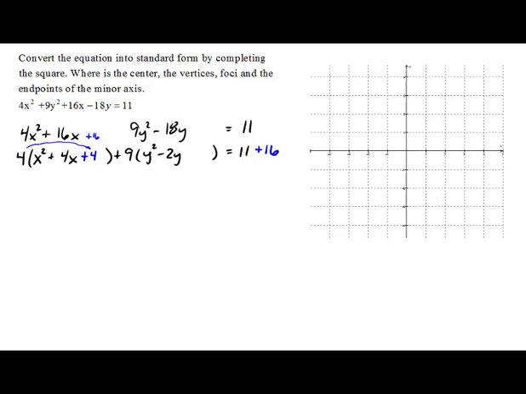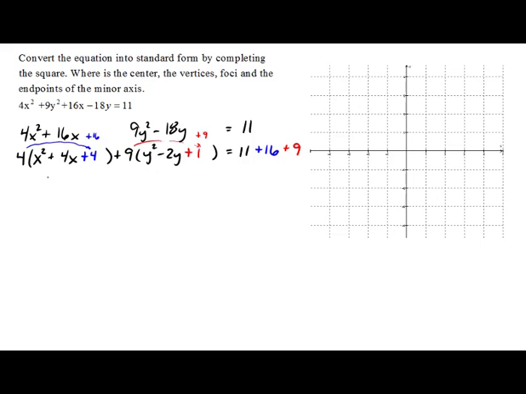Now I'll do the same thing for the y's and complete the square. If I take half of the middle term, that's negative 1, and square it, I get plus 1. But again, when you add a 1 in here, it's actually multiplied by 9. So when I do that, I basically added 9 to the left side. So I want to make sure I add 9 to the right side. So now everything is completed.